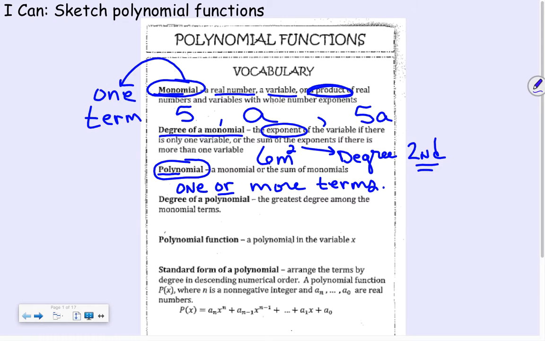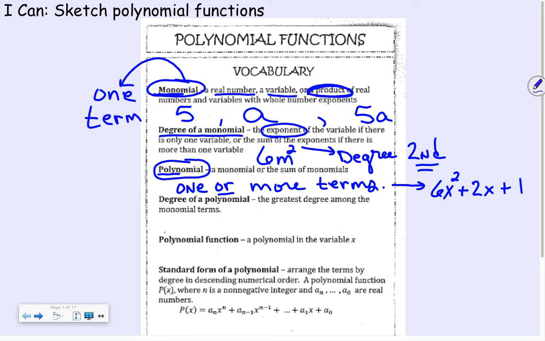Here's what they say. A monomial, or the sum of monomials. So in other words, you can keep adding a bunch of monomials. I don't know how to get different colors. Can't do it. Okay, so for example, I could put 6x squared plus 2x plus 1. All I did is I added a monomial to another monomial to another monomial. And this is what we call a polynomial.